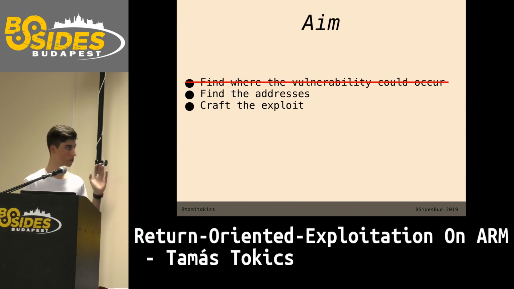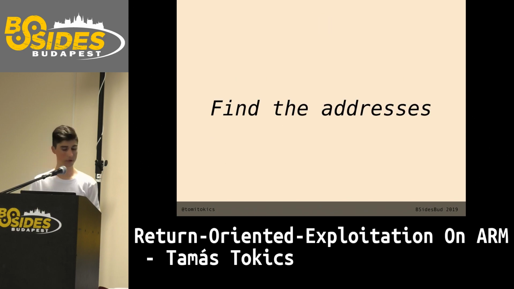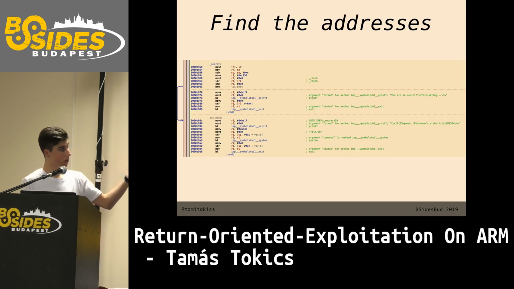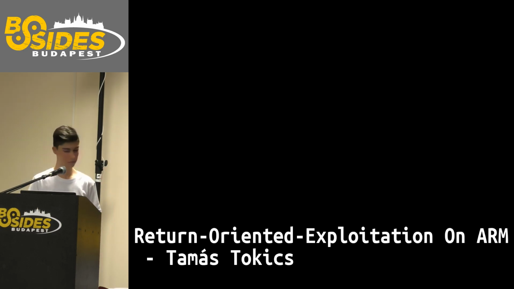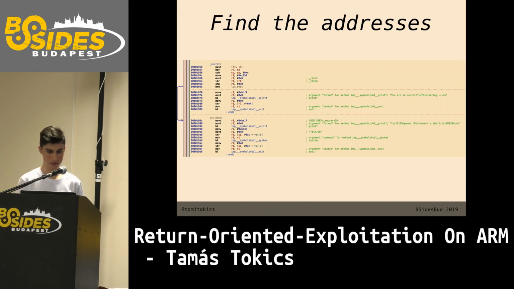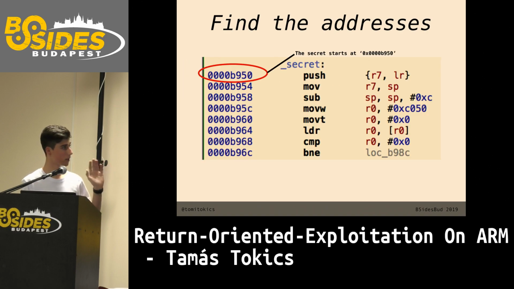So yeah, we have this first part because we know where the vulnerability could occur. Now we want to find addresses. This is the aim of the binary: this is the secret code. So the secret starts at 0x0000B950. So we can just jump there and we're done.